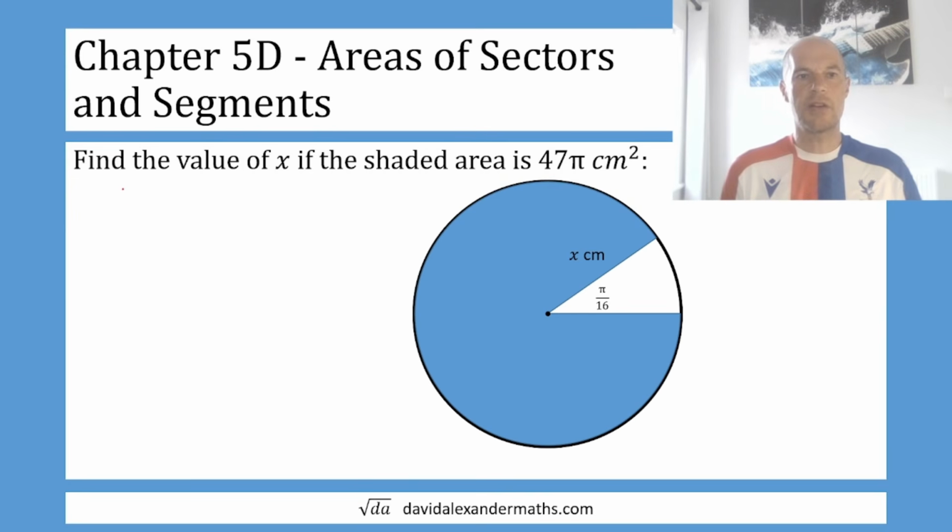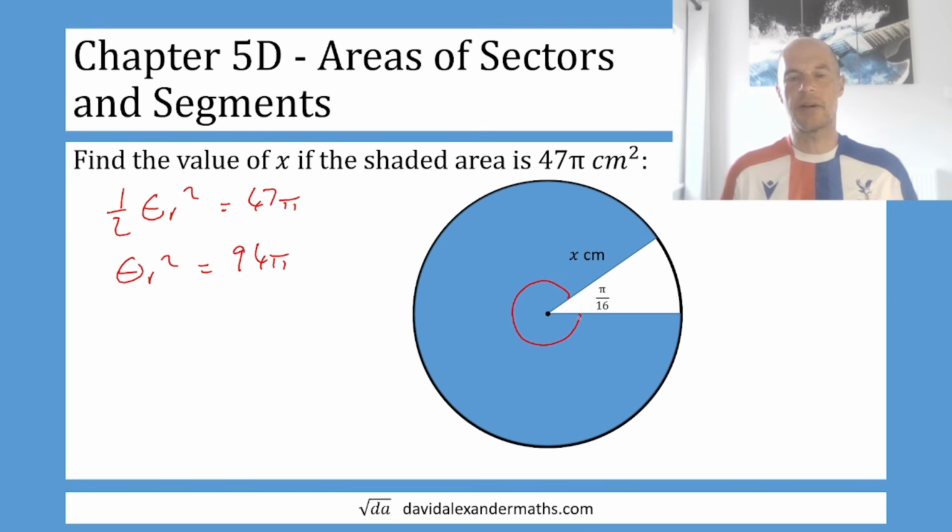Okay, here's another example. We know that 1/2 theta r squared will be 47 pi, so therefore theta r squared is going to be 94 pi. The shaded area is this part here, so it's not 15 pi over 16. It's going to be 31 pi over 16, because the whole thing would be 2 pi, which is 32 sixteenths pi, so take away 1 pi over 16 gives us 31 pi over 16.